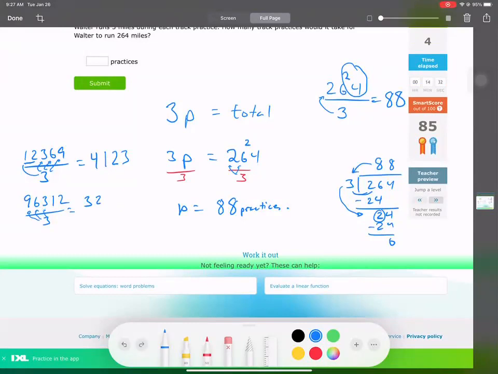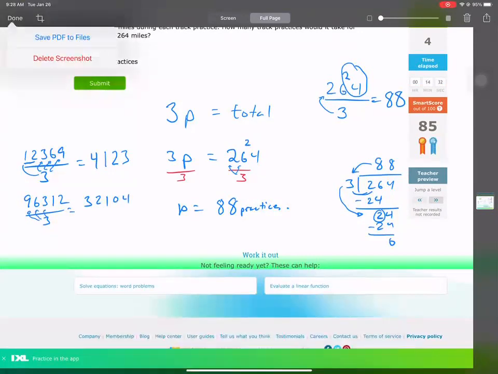Oops, I miscopied one. I lost the number, right? I erased it too much. And 0 and then 4. I forgot the 0. Okay, that's it. We said our answer was going to be 88 practices. Let's go ahead and do that.